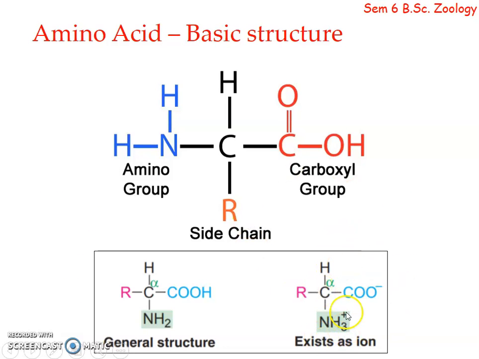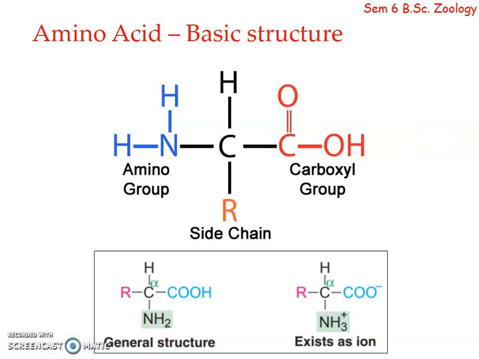Just imagine this is an amino acid, and it is placed in a highly acidic medium. Highly acidic medium means it contains more free hydrogen ions, and these H plus ions will bind with COO minus. So it becomes COOH, but NH3 plus remains the same. So what is the charge? Net charge is positive.